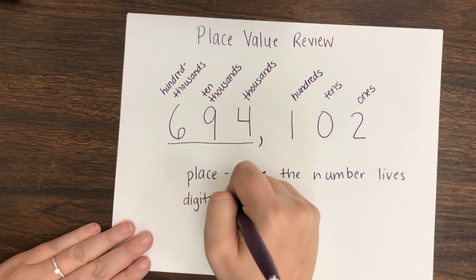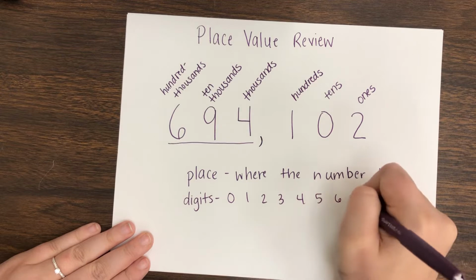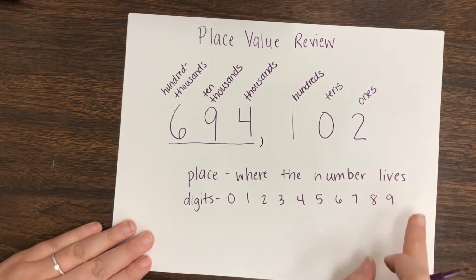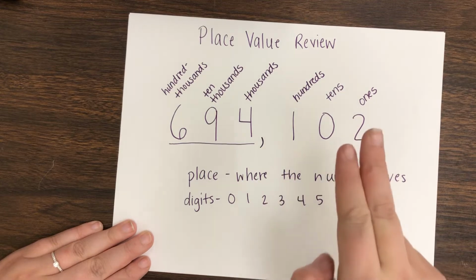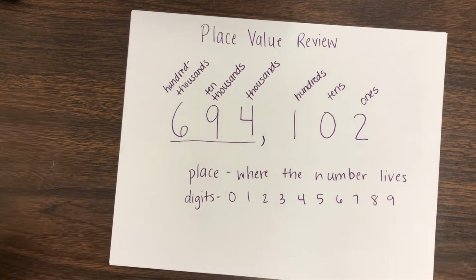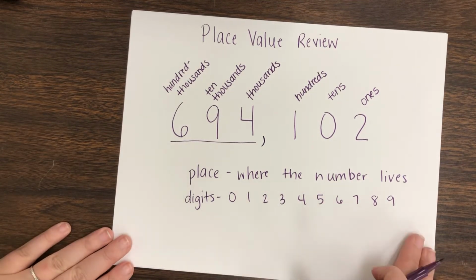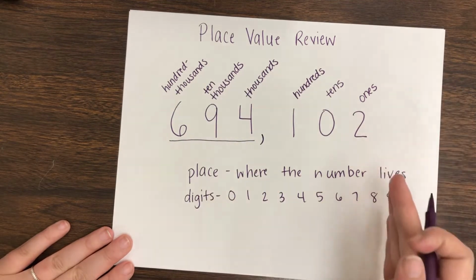Okay, so our digits are 0, 1, 2, 3, 4, 5, 6, 7, 8, and 9. 10 is not a digit because we cannot put 10 in this place because that's two numbers. So a digit is any single number. It's all the single numbers that could fit inside of a place. And they live in these places. These are like their little houses, okay?